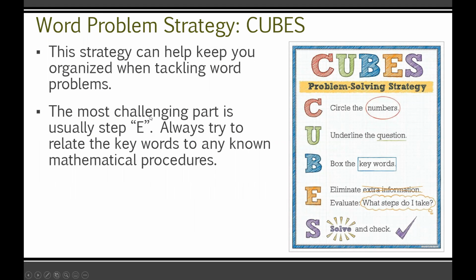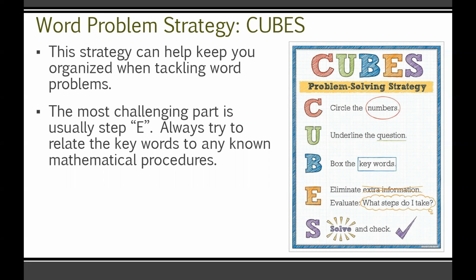So the strategy is called the cubes strategy. Each of those letters stands for a different step. The C in cubes stands for circle the numbers. So if you circle all the numbers, even if they're spelled out, like if I said three, T-H-R-E-E, circle that as well, because it might be useful. The U in cubes is underline the question. So whatever the question is, if you underline that, that at least gets you focused on that. And then box the keywords. Keywords could be like twice something or of something or anything like that. Just anything that looks like a keyword that might help direct you towards what strategy to use.